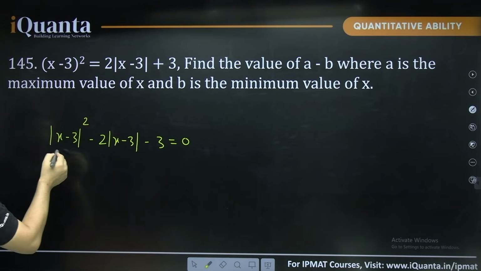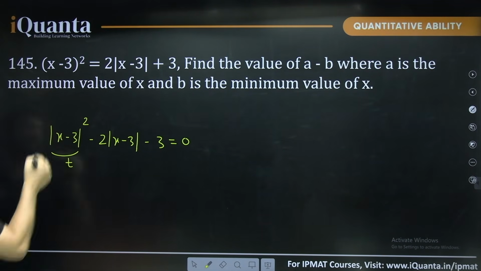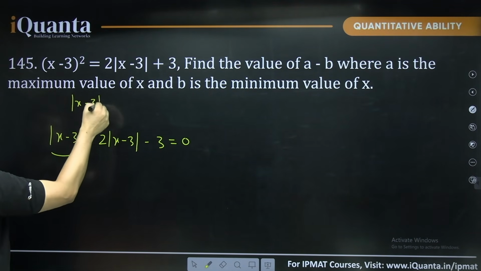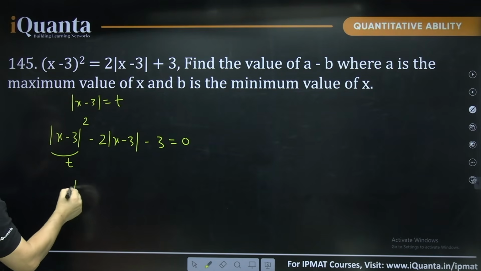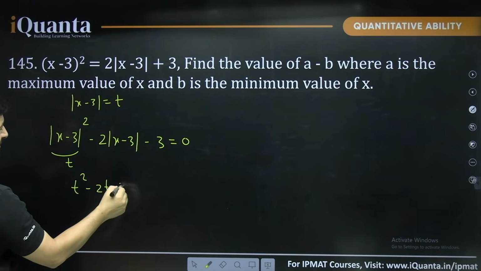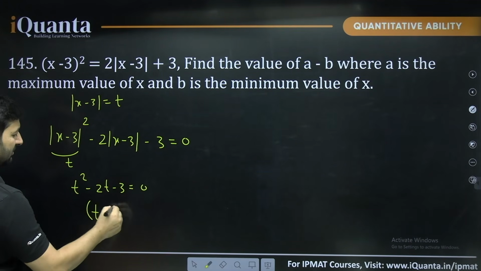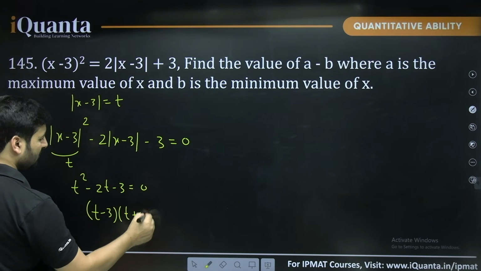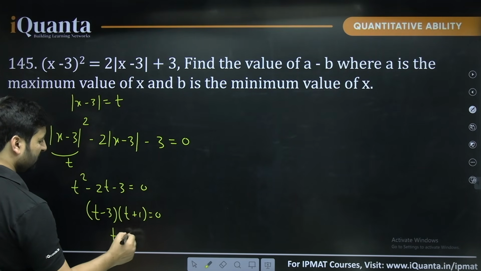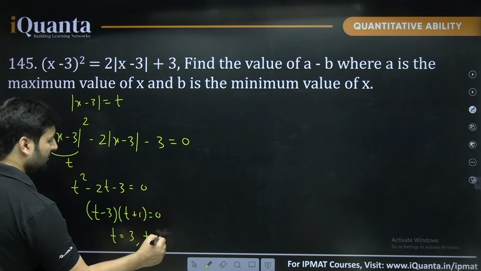If you take mod x minus 3 equal to t, this can further be written as t square minus 2t minus 3 equal to 0. We will factorize this, t minus 3, t plus 1, that is equal to 0, t can be 3 or t can be minus 1.